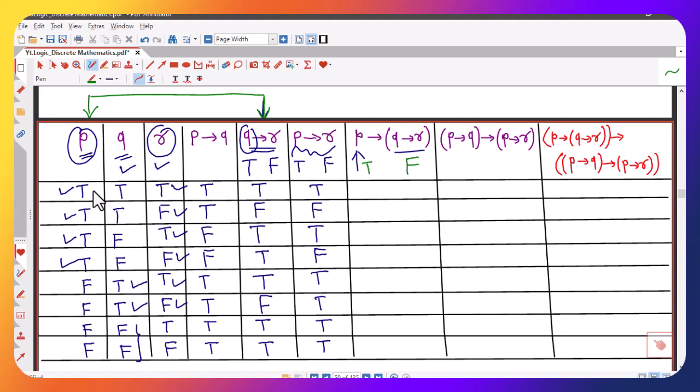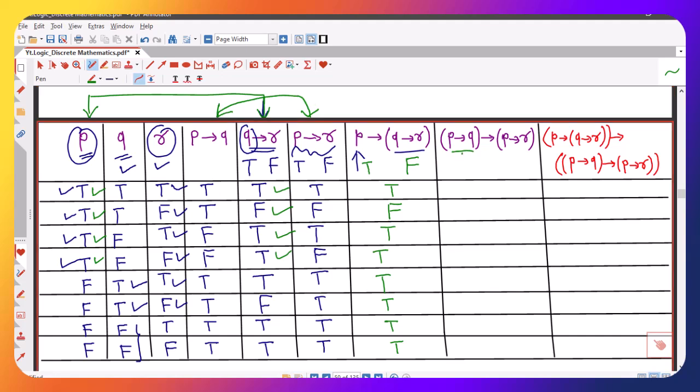So we start with the first row. Here P is true, Q implies R is true, therefore this is true. Here P is true and Q implies R is false, therefore this is false. Then P is true, Q implies R is true, therefore this is true. Same thing here, both are true, this is true. And here P is false, so we don't worry about Q implies R, we directly write that this implication is true.